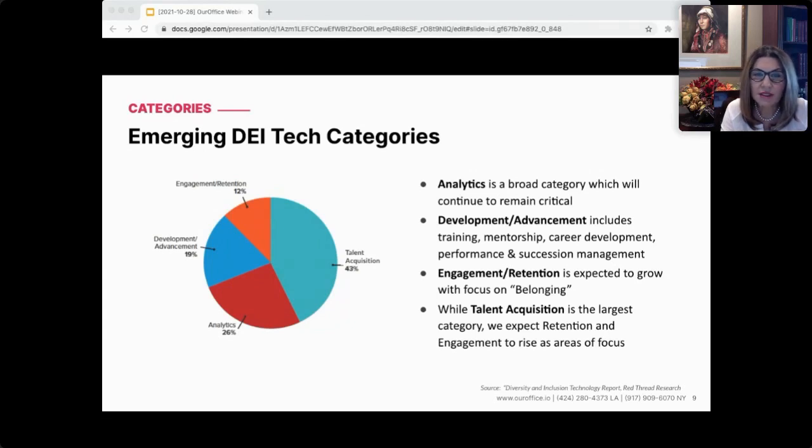The second category is career development and advancement. This includes, of course, training, mentorship, career development, performance, succession management, and so on. There's some tech that's emerging for helping you with that. And then engagement and retention. For a long time, people have used surveys, but we have a category emerging that is really expected to grow with a focus on belonging. How do you really make people feel like they belong? How do you improve empathy and trust and understanding? So that's what this category is about, and it's really expected to grow.